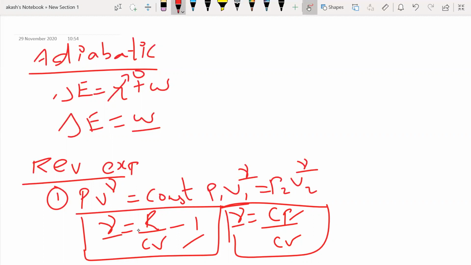Gamma is nothing but it is a coefficient of thermal expansion. Okay, gamma is called coefficient of thermal expansion. So this is the first thing you will understand, right? PV power gamma is constant, right? This is the first equation.